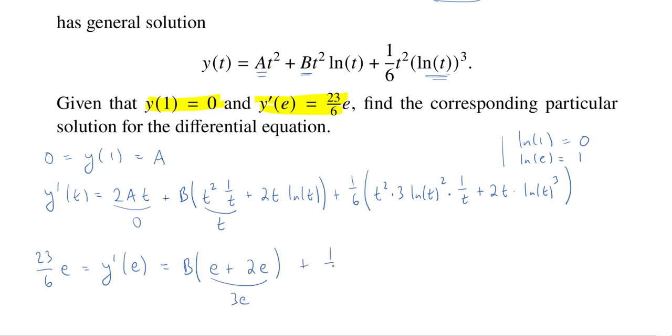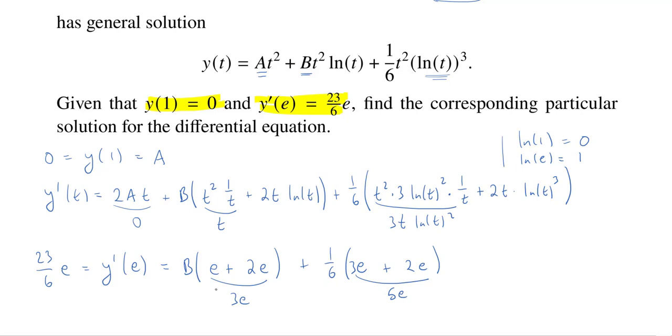Next I have 1 over 6. I'm going to have e squared times, well, we already know the ln of e is 1, so this is just 3 times 1 squared. Oh, I forgot, here we have t squared over t. That's even better, because we can get rid of an e. This is 3t ln of t squared, and t squared over t is just t. So now it's actually 3 times e, and this is a 1, plus now I have 2 times e, and again ln of e is 1, so I don't get anything else. So that's 5e.